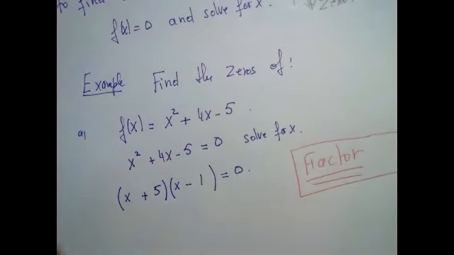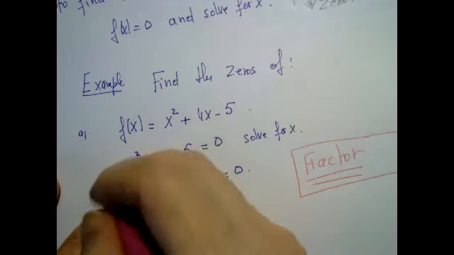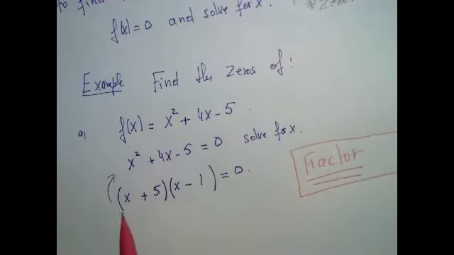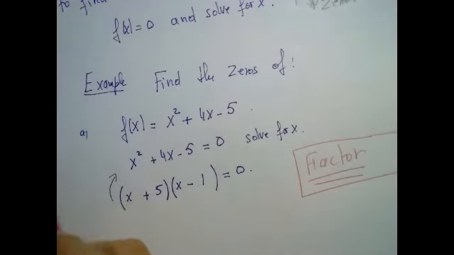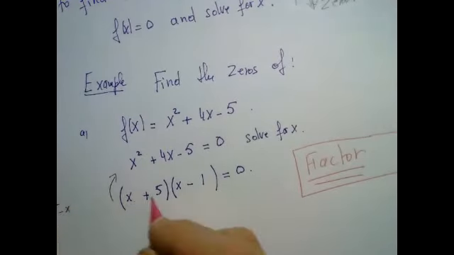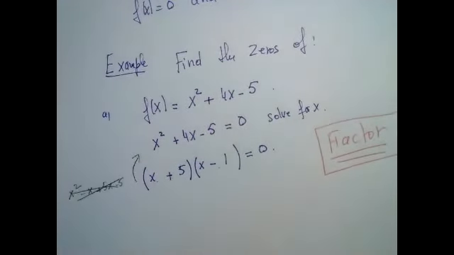Whenever you factor, you actually distribute to make sure you did it correctly. Usually when I factor, because sometimes I doubt myself, I actually redistribute to check myself. So x times x is x squared, minus x plus 5x, and then -5. And this is x squared plus 4x minus 5. So it is correct. I always try to check myself on this side.